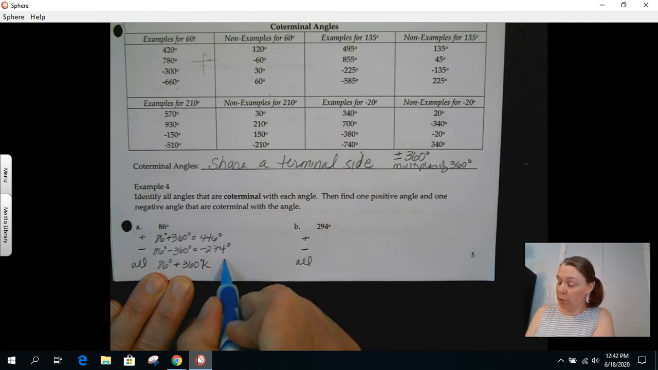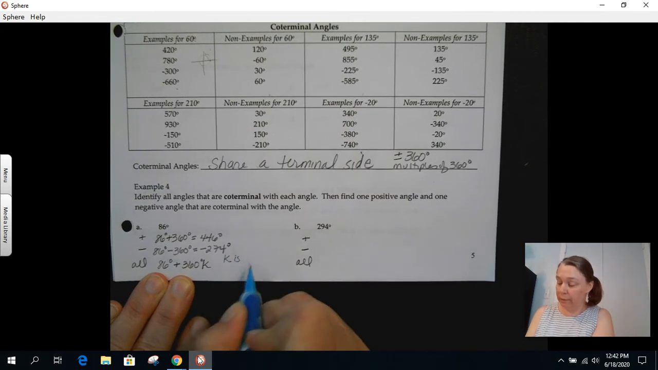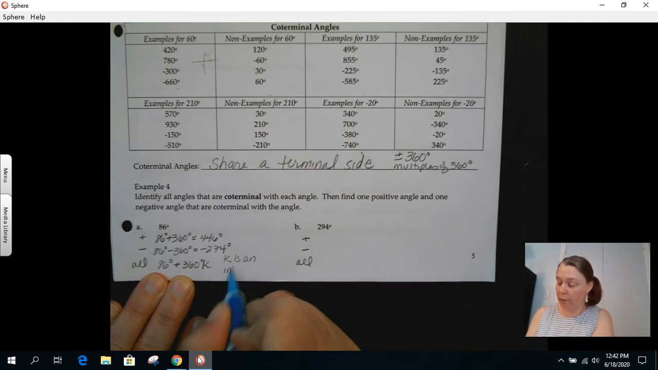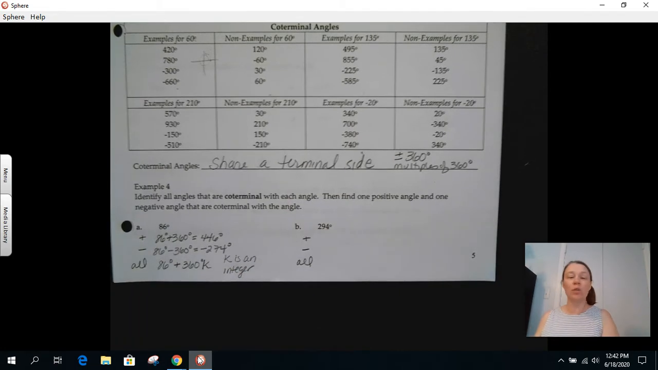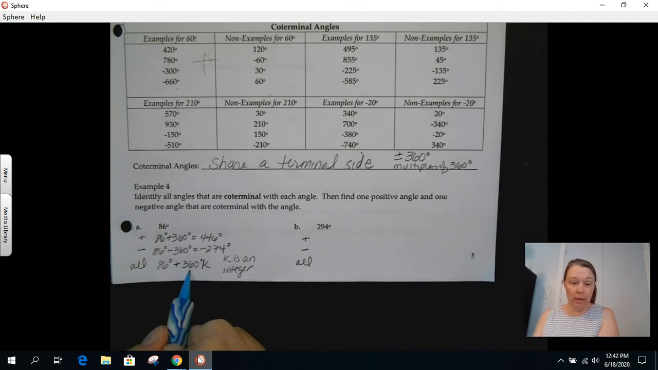Now what we're going to do though is we're going to say K is an integer. Okay, and that's usually assumed when you do these things, that K is an integer. So that covers all the positive rotations, and then because it's an integer, also all the negative rotations. So smacking that 360K on there is what's going to get you all possible coterminal angles.